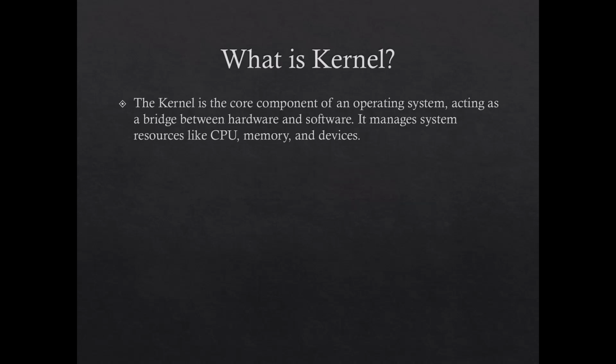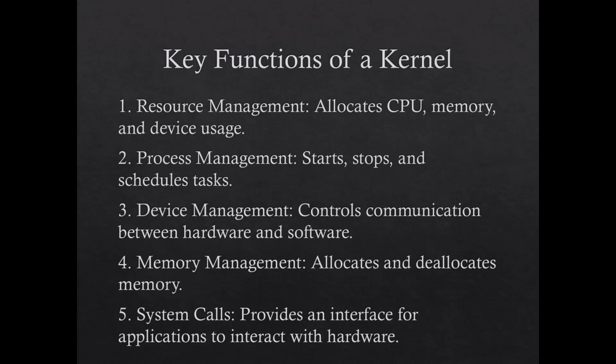What is kernel? The kernel is the core component of an operating system, acting as a bridge between hardware and software. It manages system resources like CPU, memory, and the devices which are attached to your computer. The key functions of a kernel. First is resource management. In resource management, it allocates CPU, memory, and device usage. Next is process management, which starts, stops, and schedules tasks for your operating system.